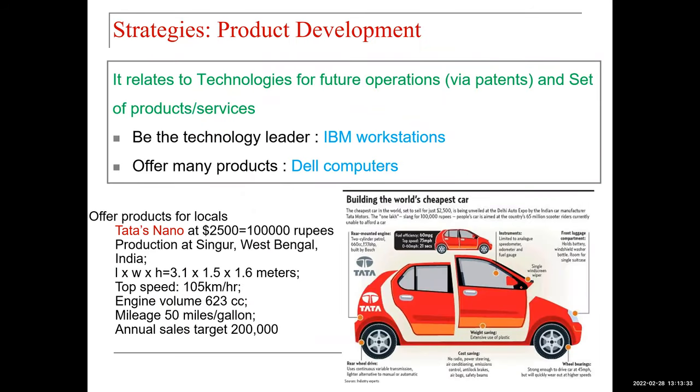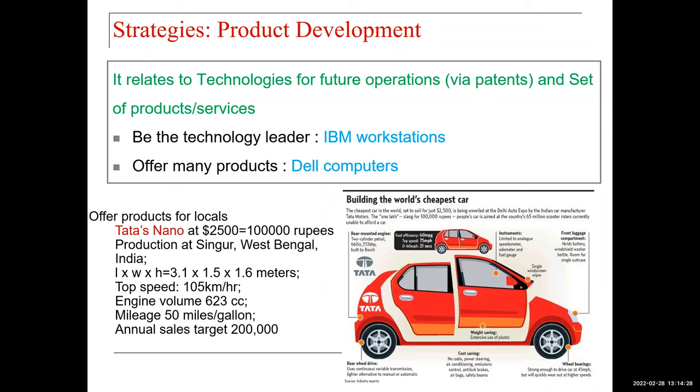Here's another example. Strategies in product development relate to technologies for future operations via patents instead of product services. For example, be the technology leader, as IBM was at some point, or offer many products, like Dell computers. Their main goal was that you were able to design your own computer, basically. You were able to decide what type of screen, what type of processor, what type of RAM. That was how they became different from other companies. Another example here is the Tata Nano, a car that was sold at $2,500. It was the world's cheapest car at some point. Just $2,500.